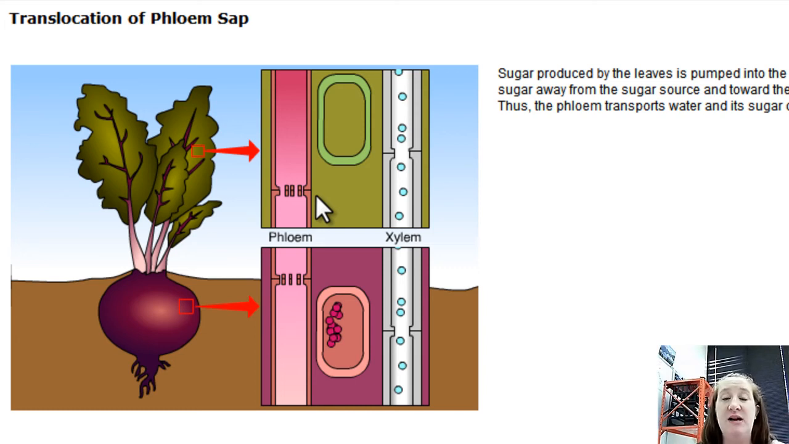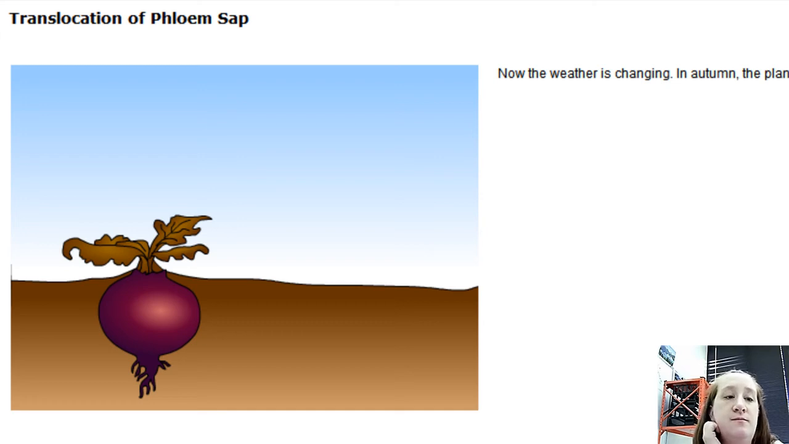It's got these plates in it. That's going to allow the plant to build up even more pressure and really push the sugar through the phloem. Now the weather is changing. In autumn, the plant's leaves die and its metabolic processes slow down. The plant is dormant during the winter.